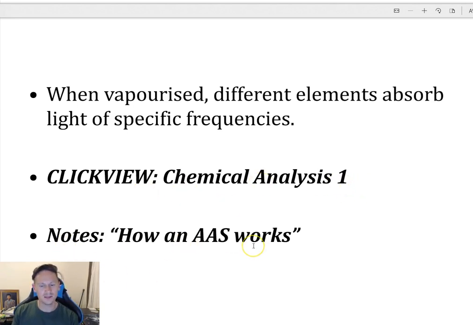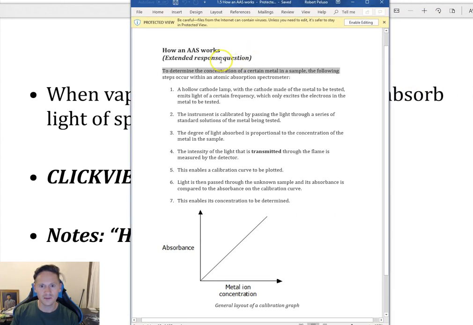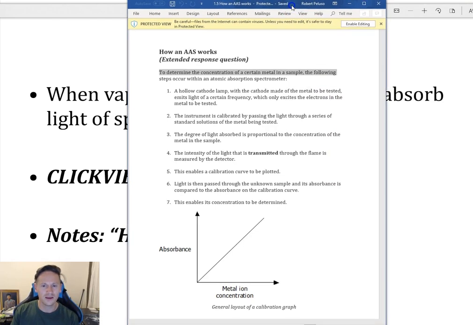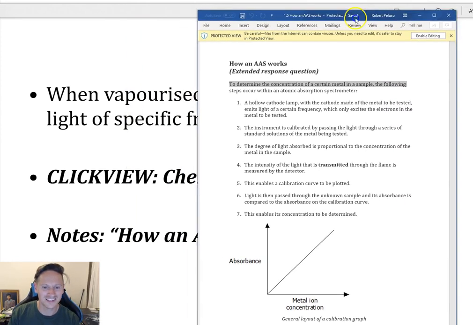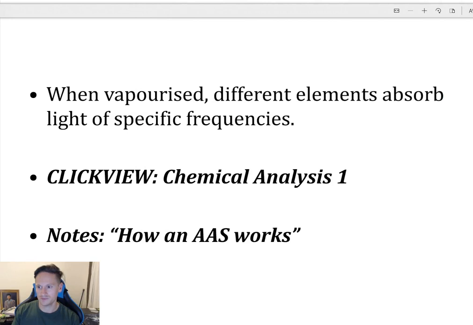And then your notes documents in Microsoft Teams has some notes on how an AAS works. This is the document I'm referring to, because a common exam question is how an AAS works. So this breaks it down. Essentially, you want to have that level of specific detail when you're answering your exam question.